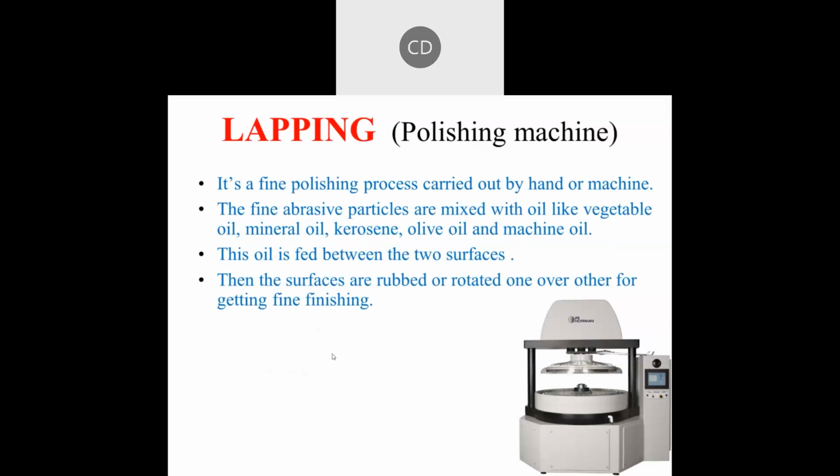This method is a process carried out by hand or machine. Fine abrasive particles are mixed with oil, like vegetable oil, mineral oil, kerosene oil, olive oil and machine oils. This oil is spread between the two surfaces. Then these surfaces are rubbed or rotated against each other, getting finishing operations by using the polishing machine. This is the machine process of lapping.